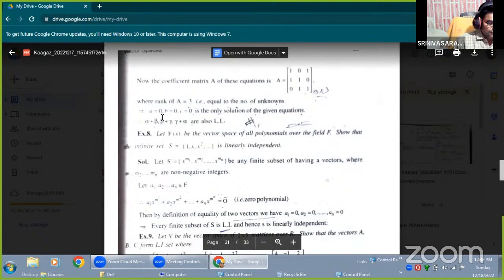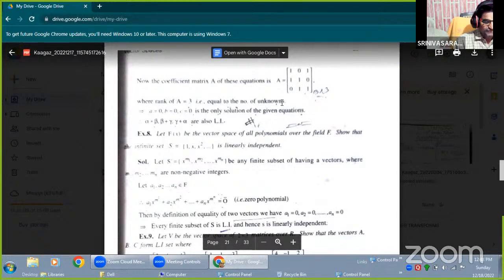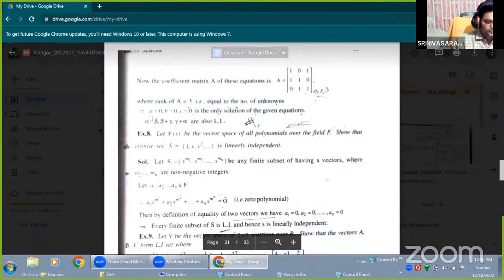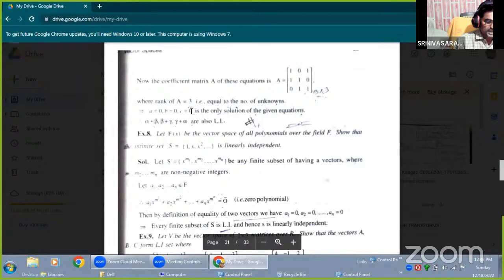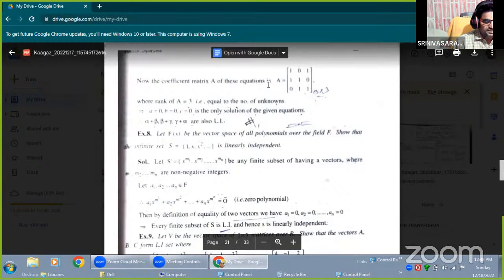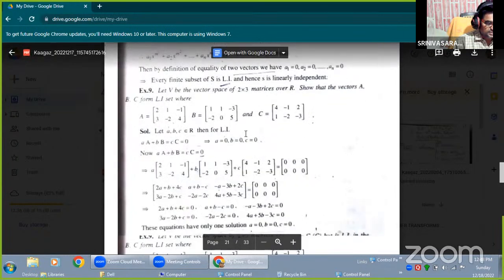Now, each and every scalar must be 0, the only solution of the equation. So by the definition, each and every scalar must be 0. So that is linearly independent. The determinant of the matrix is non-zero, and the order of the matrix is 3, so the rank is 3. So the vectors are linearly independent. That's it. In the same manner, the eighth problem is also the same.